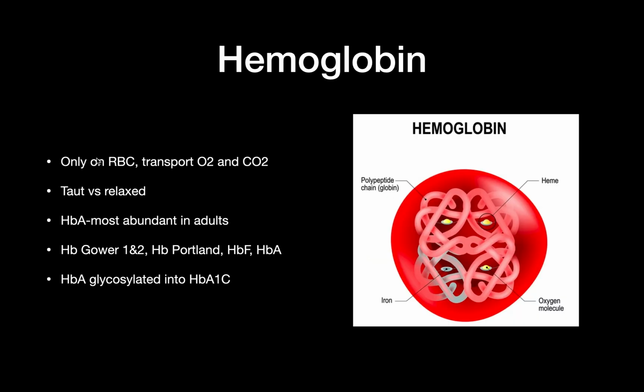Alright, back to hemoglobin. So hemoglobin is only in the red blood cells, and it transports both oxygen and carbon dioxide. And there are two forms. There is the taut form, which will release the oxygen, and the relaxed form that will bind the oxygen. There is an all or none effect, so it either binds or it will not. The taut form releases the oxygen, and the relaxed form binds oxygen.